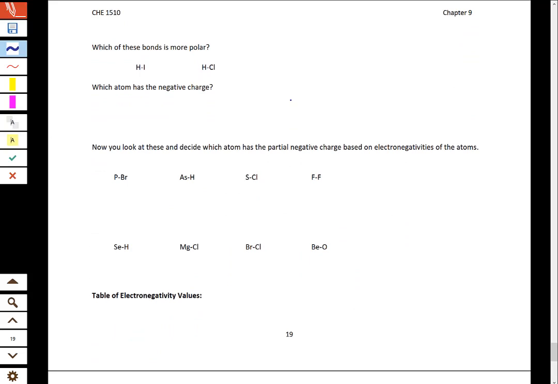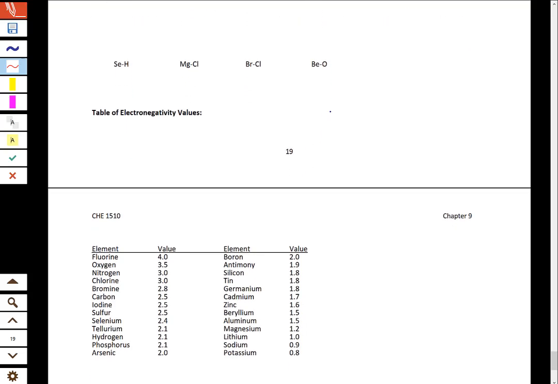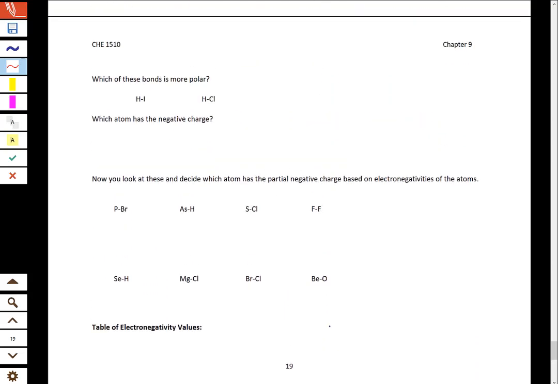I want to give you a moment to look up the electronegativity values for hydrogen and iodine. There's a table down here, so you can look at that table. Hydrogen is a 2.1, iodine is a 2.5. So even though we would call this a nonpolar bond, because there is a small difference in electronegativity values, the electrons are still pulled a little bit more toward the iodine, just not enough for us to classify it as polar.